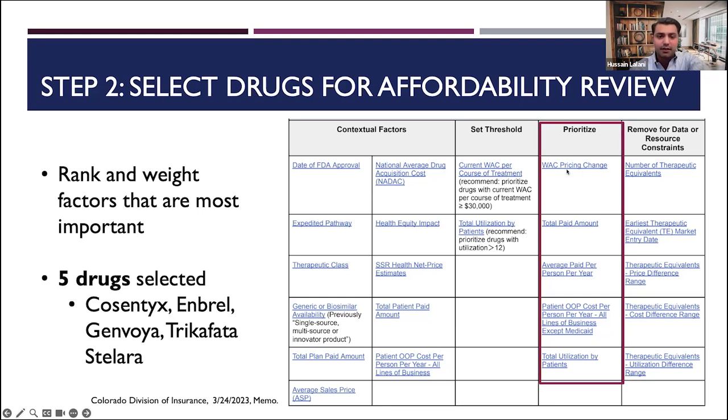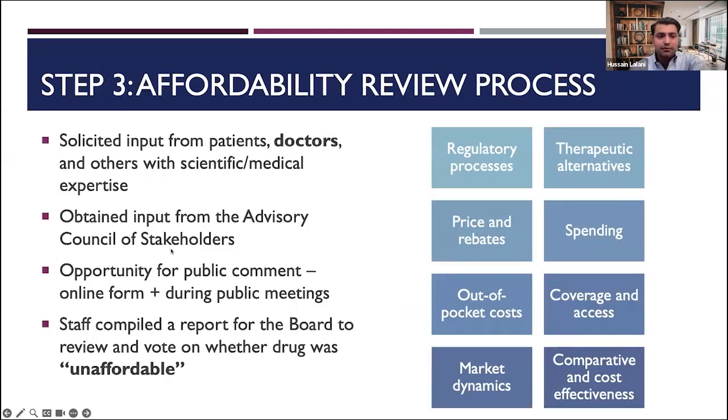So they decided which factors matter, they looked at the data, and then they made some decisions about which drugs to pick. Now, this is back on step 2 still, but it's listed as step 3. What they did was they solicited input from patients, from doctors, from scientific and medical experts on this list of drugs. And then they obtained input from the advisory council of stakeholders about the list of drugs. And they had opportunities for public comment. They had an online form that could be completed. They had public meetings that you could speak at. And the staff then compiled a report.